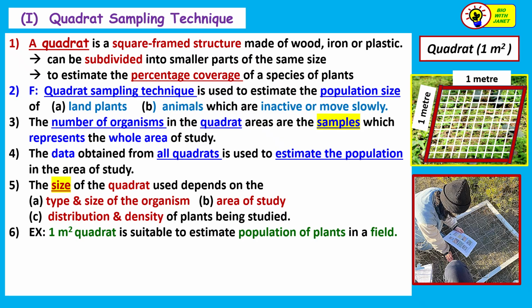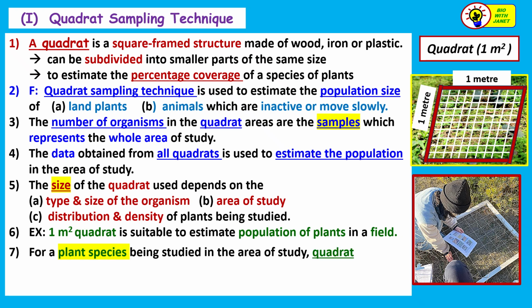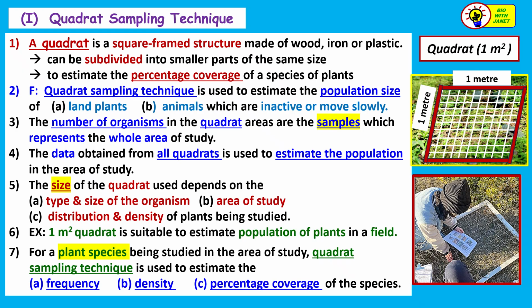Now, example, a 1 meter square quadrat is suitable to estimate the population size of plants in a field. Small plants, not the very big plants, the small plants. So for a plant species being studied in the area of study, the quadrat sampling technique is used to estimate 3 parameters: frequency, density, and percentage coverage of the species. So we'll be discussing all this in a short while.